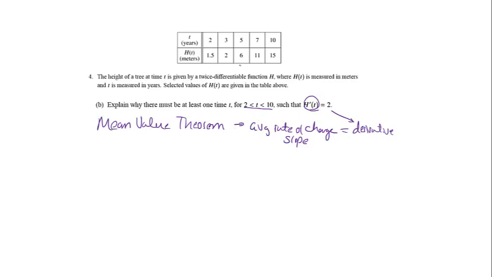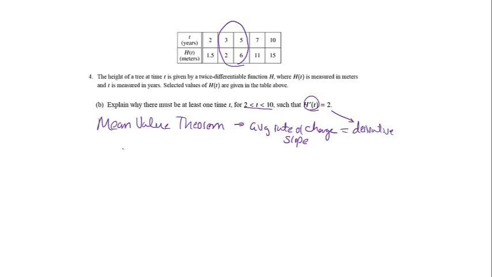But then if you look at between 3 and 5, and that is in the interval 2 to 10, if I were to find the slope between 3 and 5, 6 minus 2 is 4, and then 5 minus 3 is 2, and that reduces to 2. So I was able to find a spot in that interval where the derivative was 2.